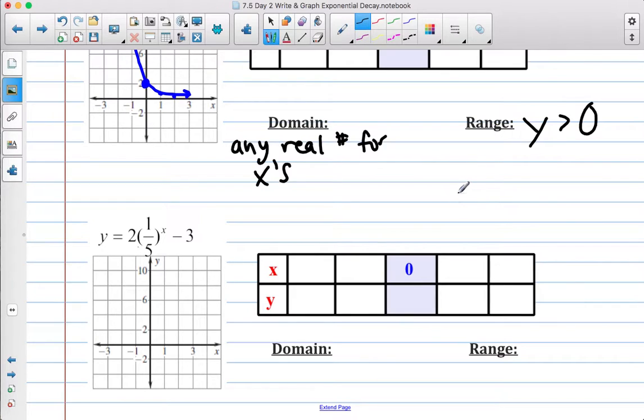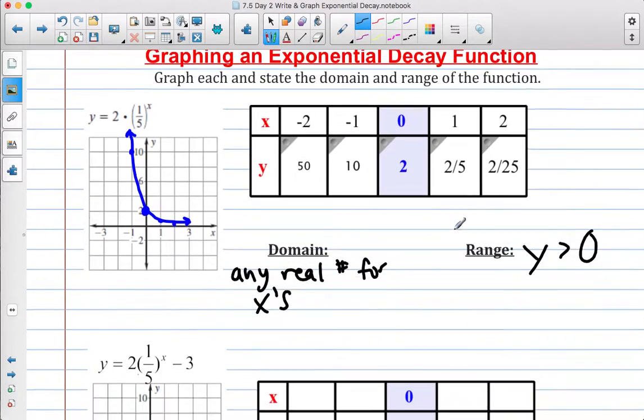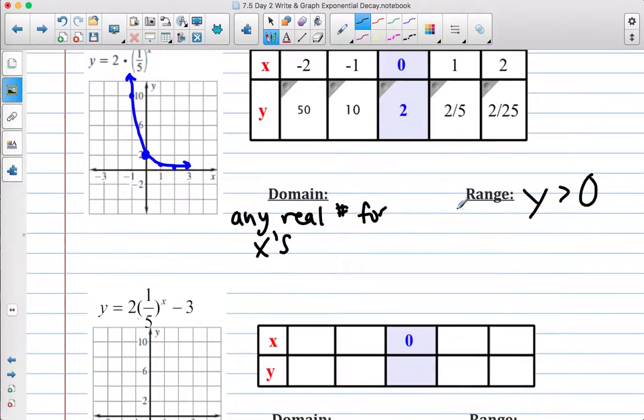Second one I want to do is notice this. If you look at this one, there's none in the homework like this. I just want to test your knowledge a little bit, push you a little bit, because I think you can. This looks almost identical to the one above. It's 2 times 1/5 to the x minus 3. So let's just put 0 in there and see what happens.